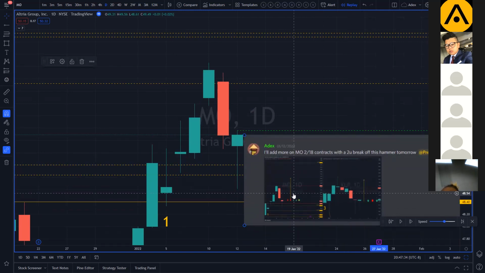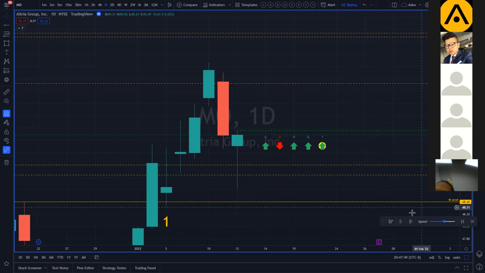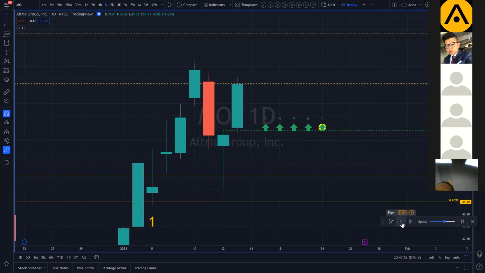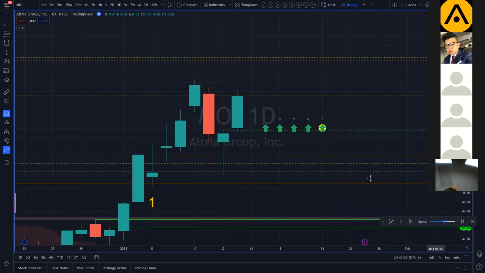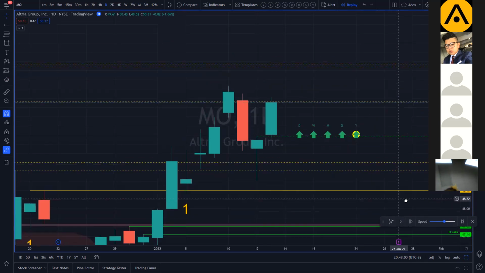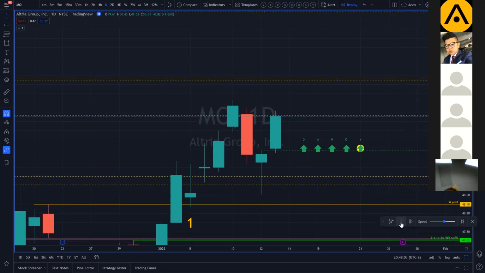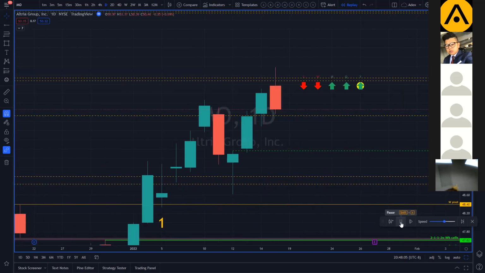I look at the MO and I look at XOP side by side because I see that XOP has a green hammer and we're hammering off the broadening formation. So I'm like, if XOP wants to go 2-up tomorrow, then MO for sure is going to go 2-up tomorrow. And then look what happens. Boom. Add more. So at this point, you have now scaled into MO about 4 different times. And it's still going up. And you just keep going up, keep going up.